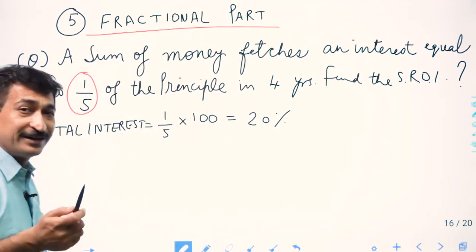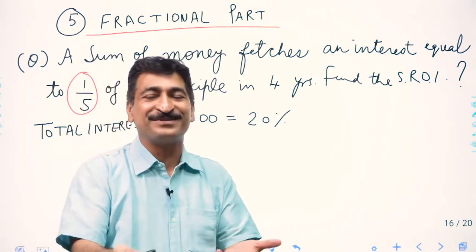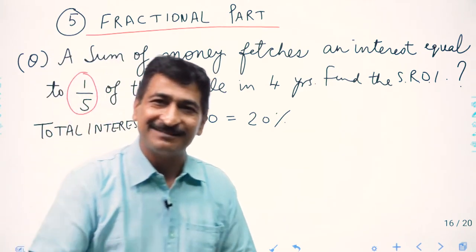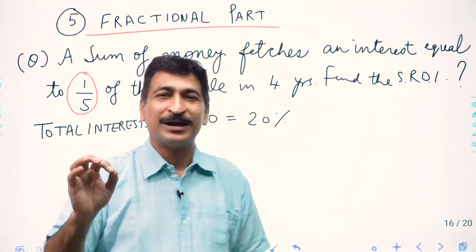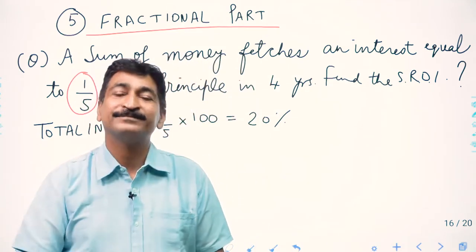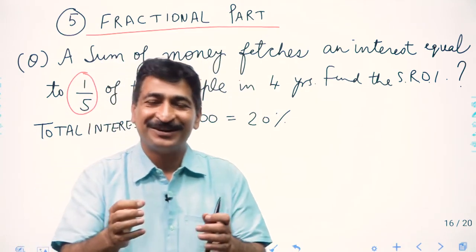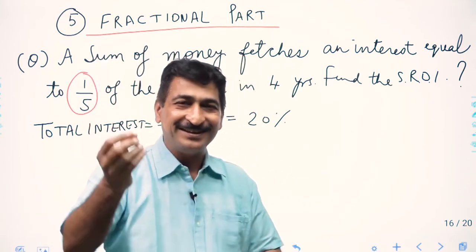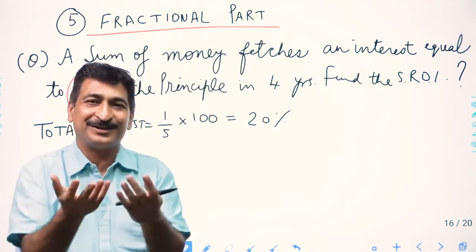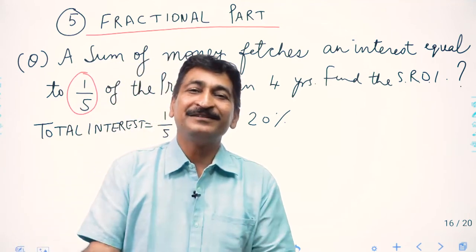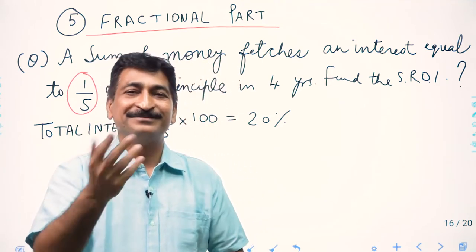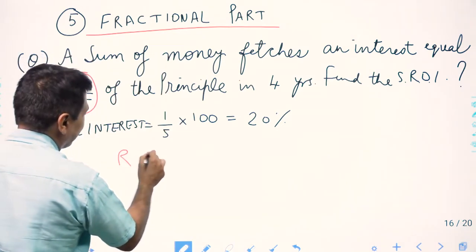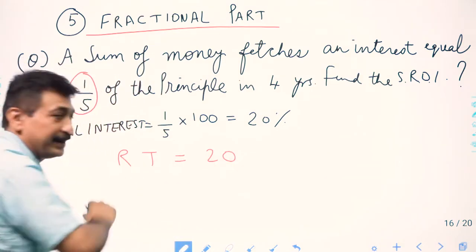Now we know what is total interest. Again the same thing. Friends, I am driving all the animals with the same stick, the horse, the goat, the lion too. So what is 1/5? 1/5 is 20%. What is 20%? 20% is total interest. What is total interest? I know, RT. My hero is RT. So total interest RT% is equal to 20.